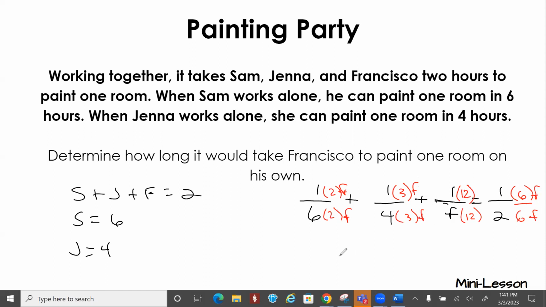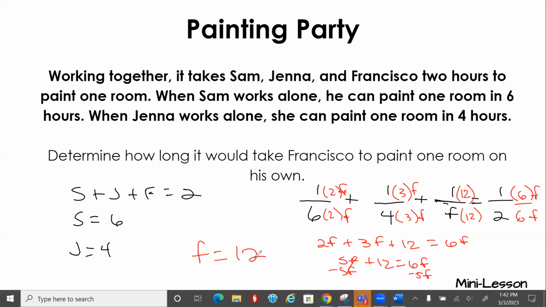Okay, so this would give me 2F plus 3F plus 12 equals 6F. And we can go ahead and drop the bottom because they're all the same, right? Okay, so then we're gonna combine like terms. And then we're gonna move that 5F to the other side, so we're gonna subtract 5F. And so F is going to be 12.